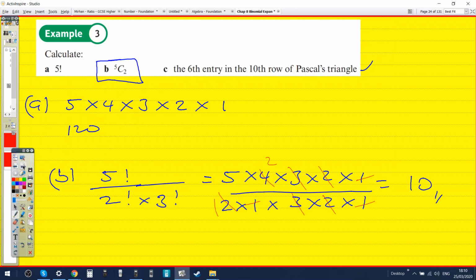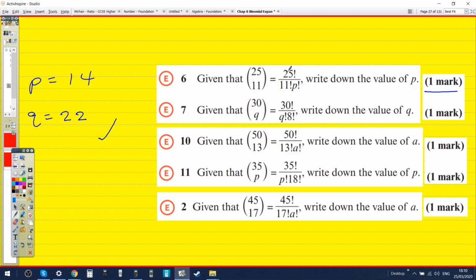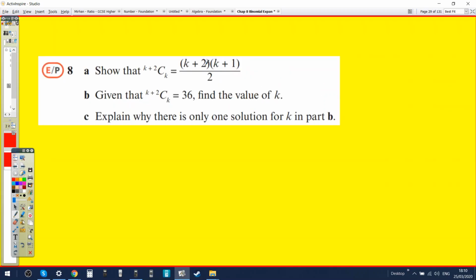Okay. And so the application of that was 25 is on the top, 11 is on the bottom, and 25 minus 11. And they're all factorial. So now we have to do this algebraically. Try that. I'm just going to turn this light up a bit.